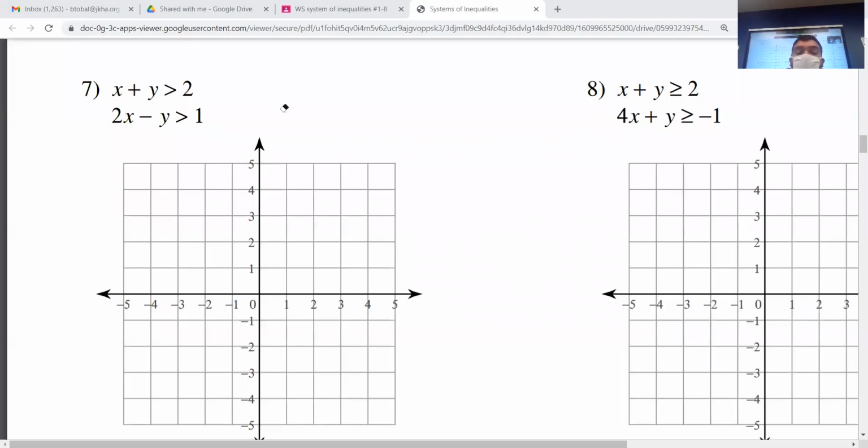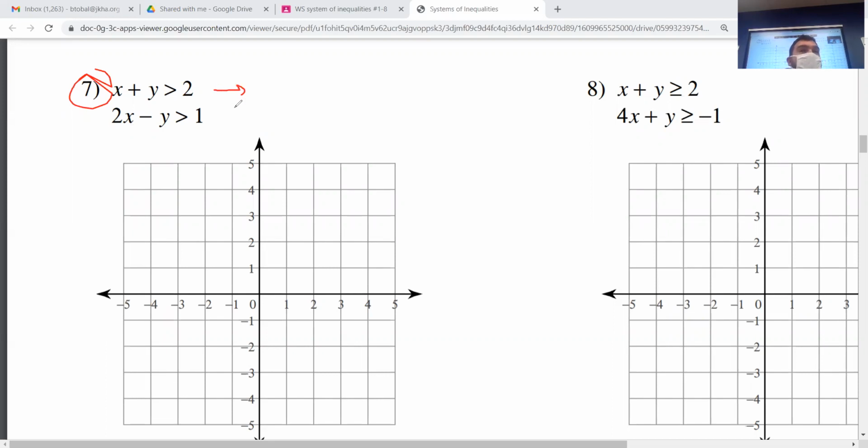So here we're going to do a problem in order to graph this inequality. This is number 7 from your homework. X plus y is greater than 2. 2x minus y is greater than 1. So in order to graph, I first need to solve for y.